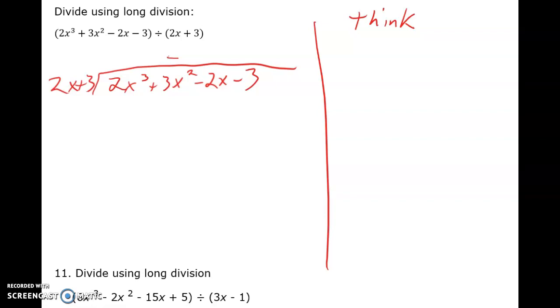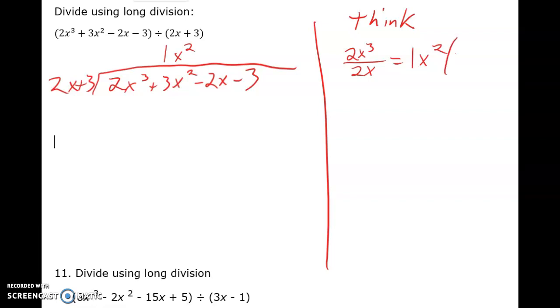All right, and then remember we have our what we write and then what we think. If you don't want to write all the thinking part, that's okay. But I'm going to start with my first two terms. I'm going to do 2x cubed divided by 2x, and I get 1x squared. So I'm going to write that over here, over the x squared.